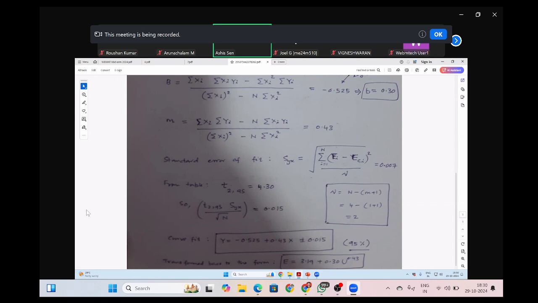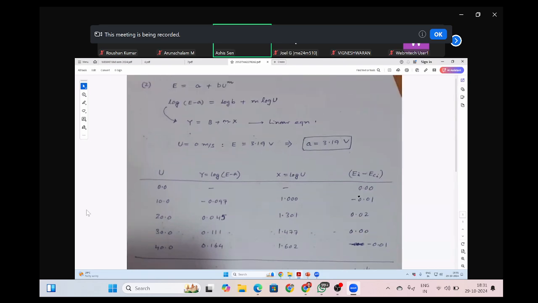The standard error of fit is SYX, and this formula is also there. We studied in the class, which is the data point EI minus the value of E from the curve fit, whole square divided by nu, square root. And here in this case, the nu is the degree of freedom, which is number of data points minus M plus 1. Okay. And M is not the same. Don't confuse this M and this M.